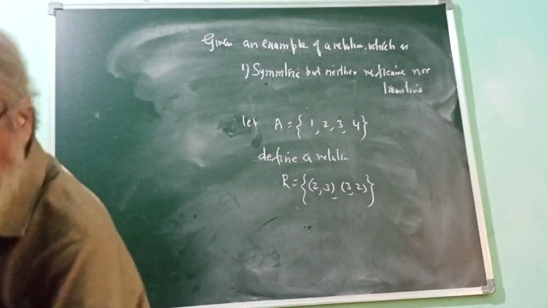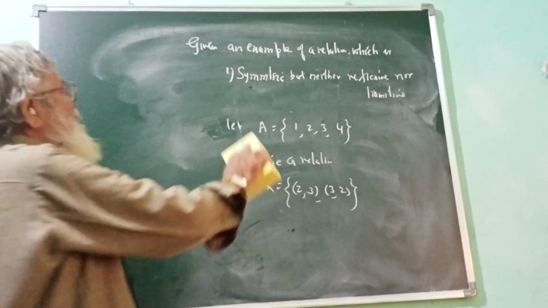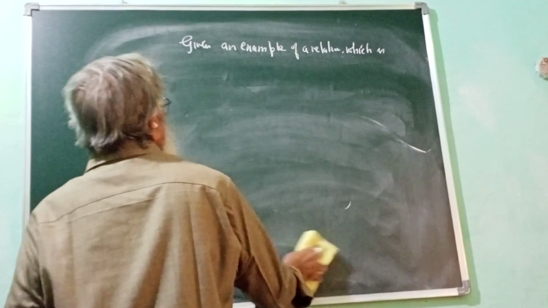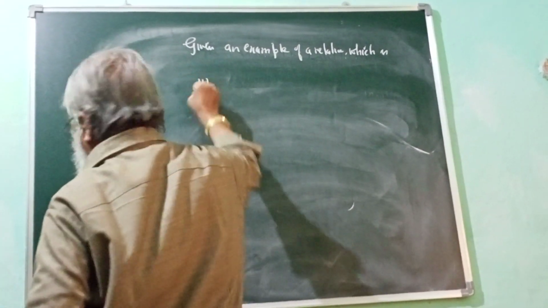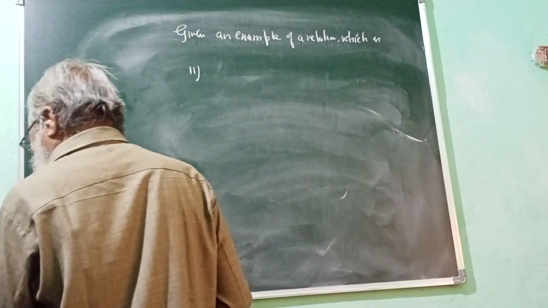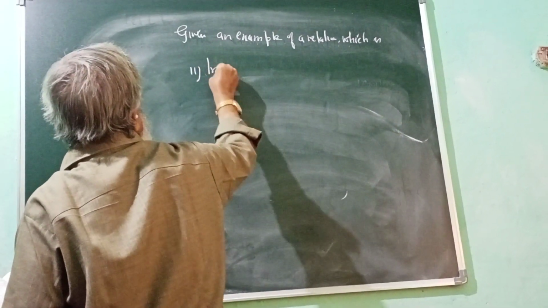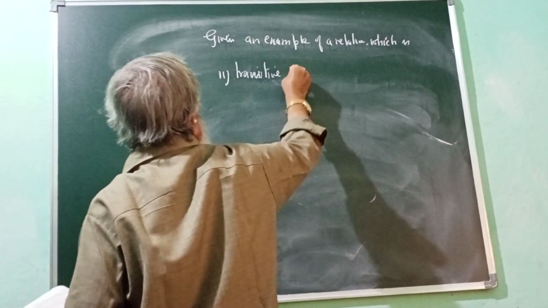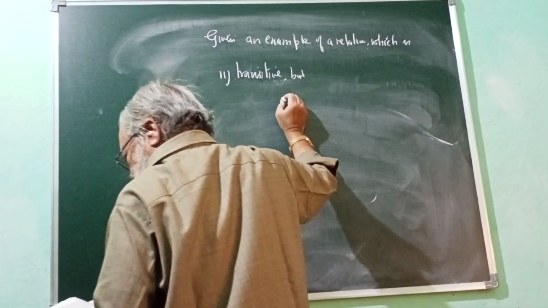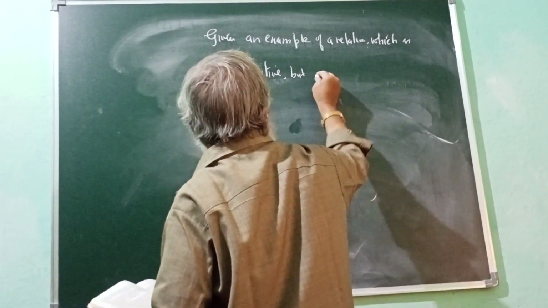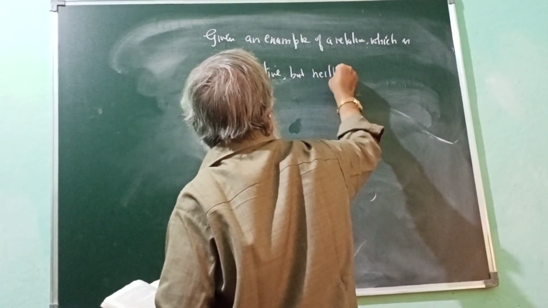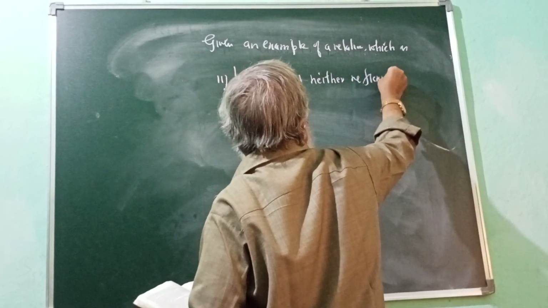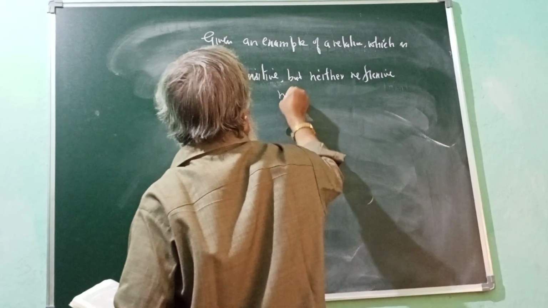Next problem. Give an example of a relation which is, second one, transitive but neither reflexive nor symmetric.